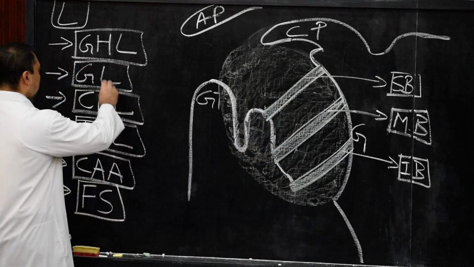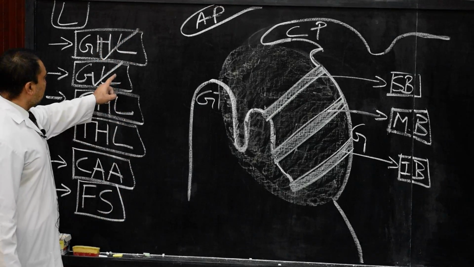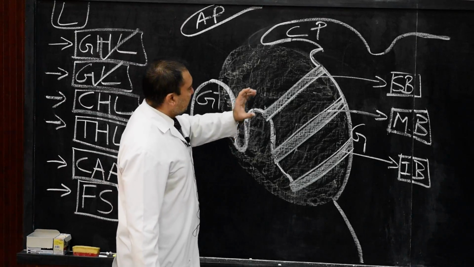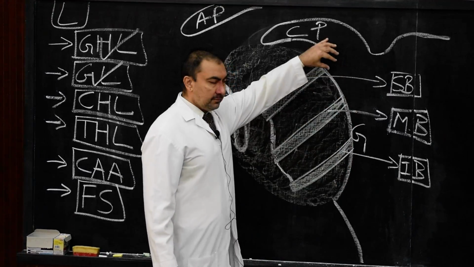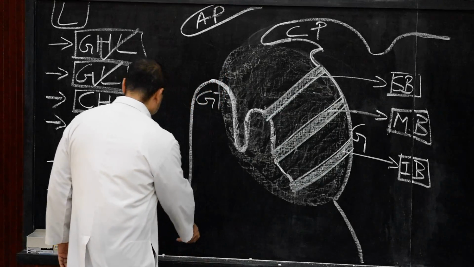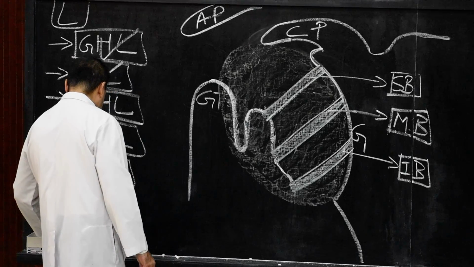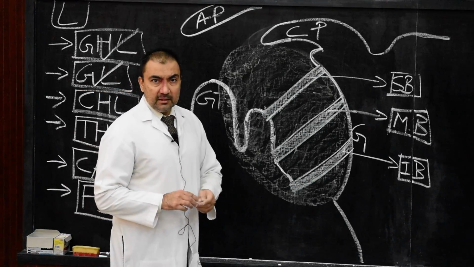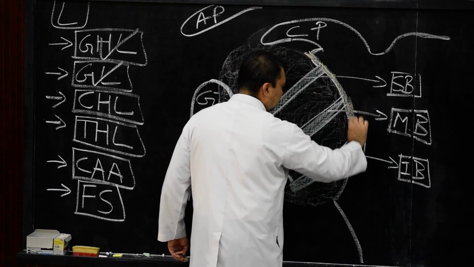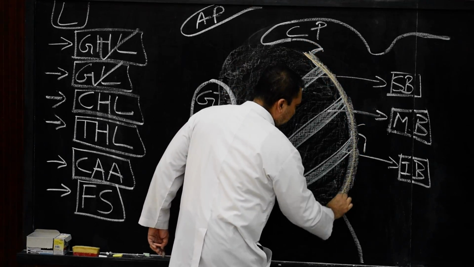Then we come across to glenoidal labrum. The glenoidal labrum will be a fibrocartilaginous rim which is attached to the margin of glenoid cavity, here in orange color. This is the fibrocartilaginous rim which I am showing with orange color. This is the glenoidal labrum.